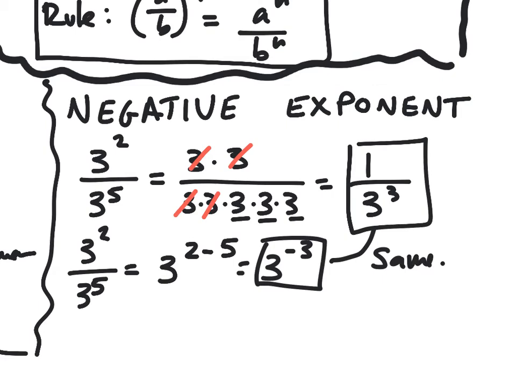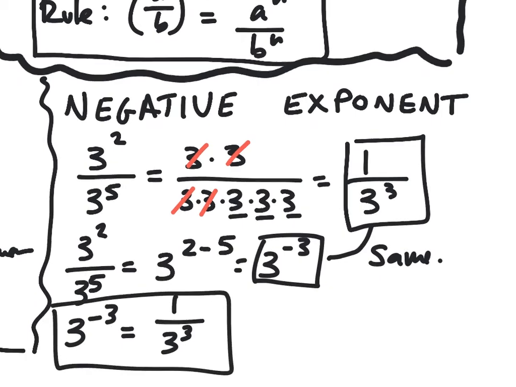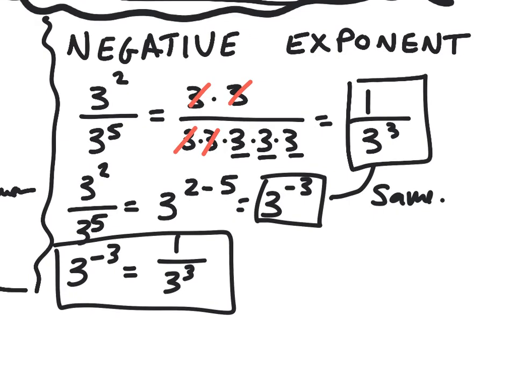What I would want to say here is that if I take 3 to the negative 3rd power, that's really the same thing as writing 1 over 3 cubed. And that is pretty powerful. That's going to help us out. So the rule is that if I have a to the negative n power, then I would write that as 1 over a to the n.